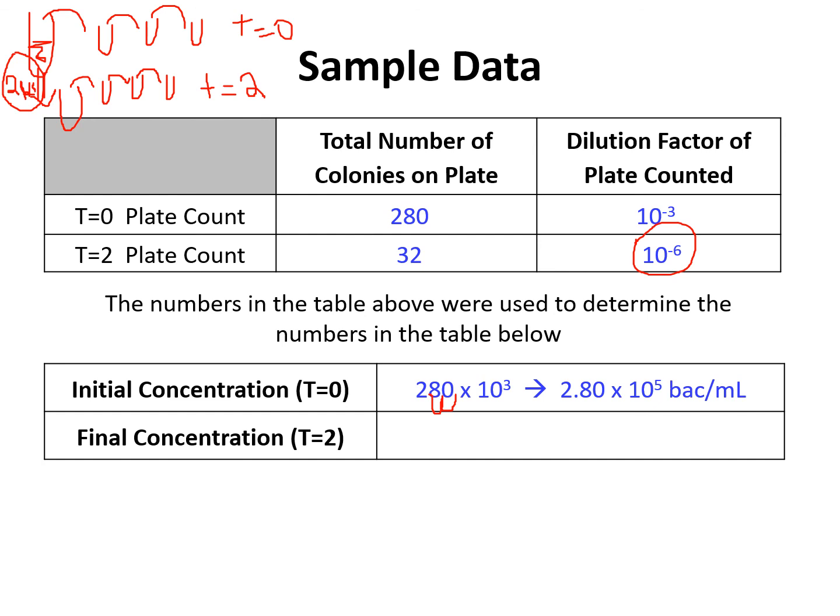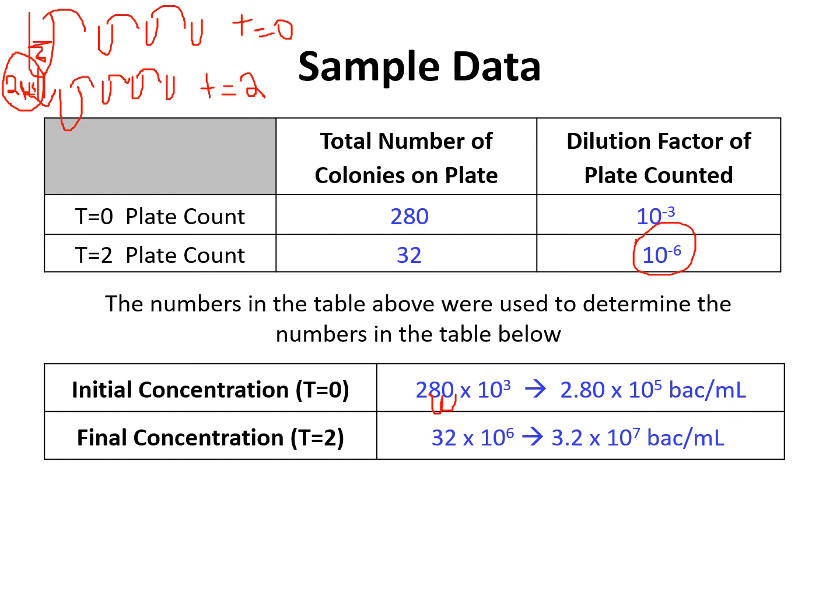Try the second one, 32 times 10 to the 6. It's the same thing as saying 3.2 times 10 to the 7. So now I have my initial concentration at t equals 0, and then at t equals 2 hours, my final concentration of my batch is 3.2 times 10 to the 7.